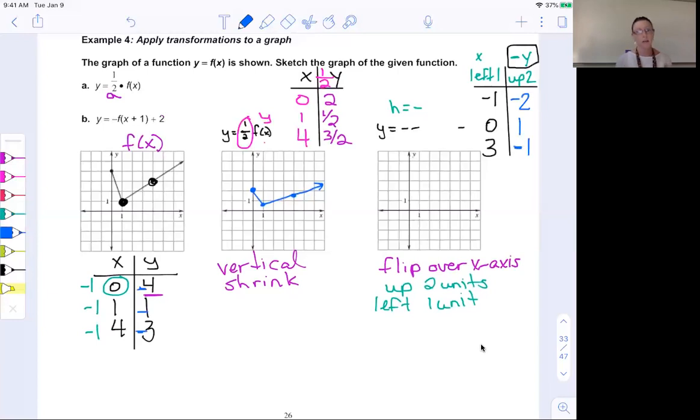And I know I'm out of time, but I'm going to graph this just so that you can see. So I followed my rules, and now I'm plotting the points. So -1, down 2; 0, up 1; over 3, down 1. My graph should be exactly the same as what I had before, but it should be flipped down. I can see it's flipped downward, and it's also shifted. That vertex has shifted.